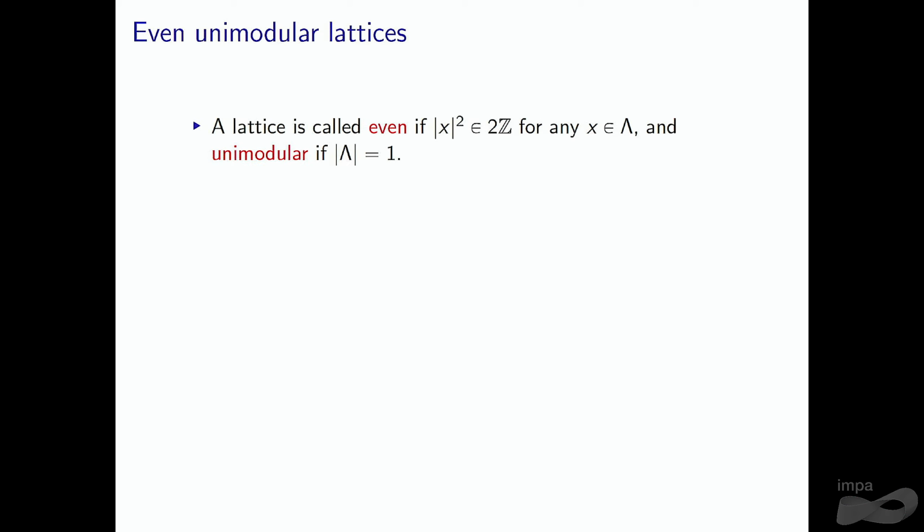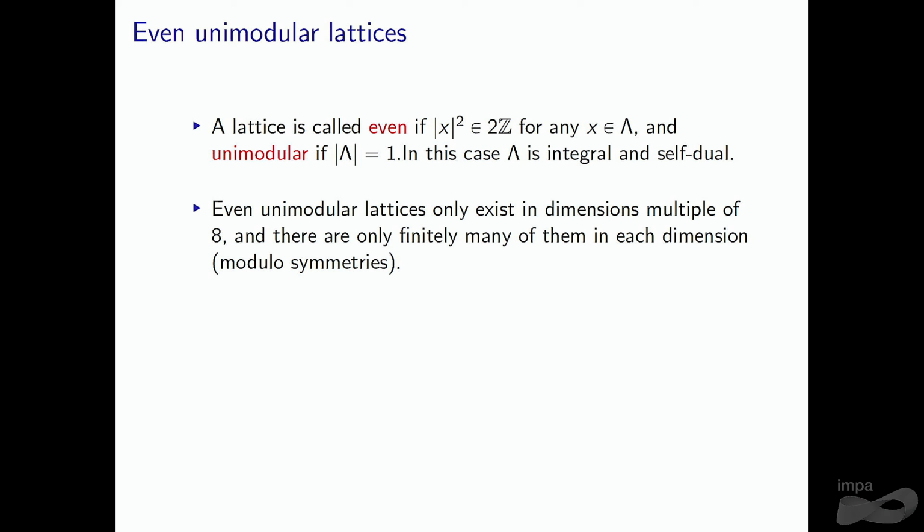So what is an even unimodular lattice? A lattice is called even if every squared norm is an even integer for any point of your lattice, and it is unimodular if its volume is 1. In this case, it is integral and self-dual. And as I said, these lattices just exist in dimensions that are multiples of 8, and there are only finitely many of them in each dimension, modulo symmetries.